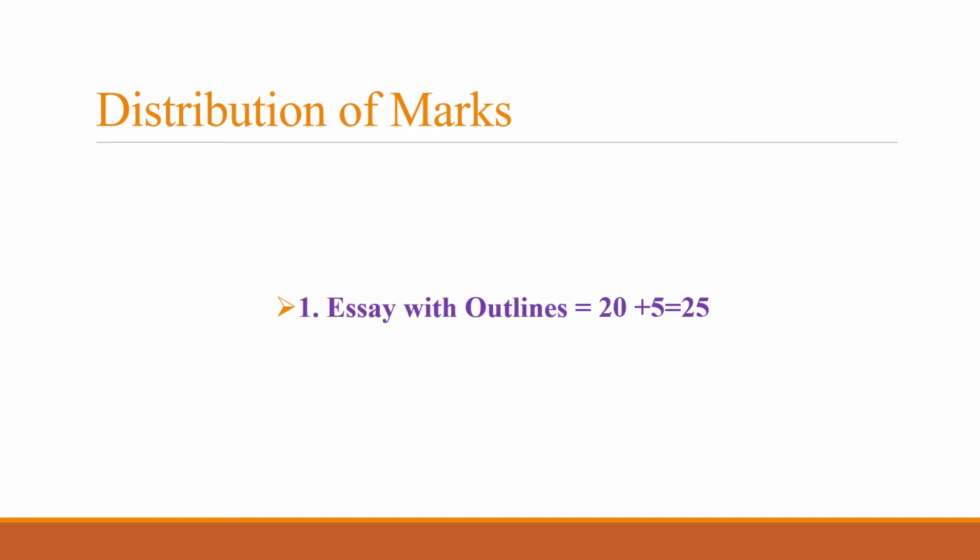Dear students, let's start the distribution of the marks, and we will discuss the distribution of marks question-wise in section B, the part that is related to grammar. So the first question of the grammar section is about the essay with outlines. In this distribution there are 25 marks for this question, and 20 marks are given to the essay, and 5 marks have been allocated to the writing of the outlines.